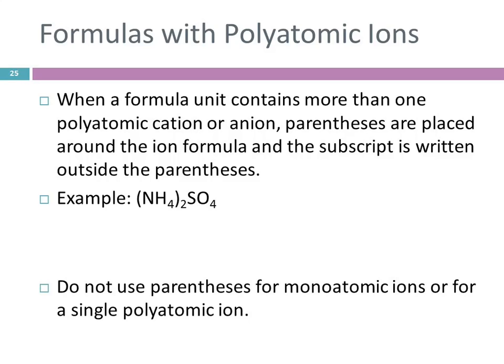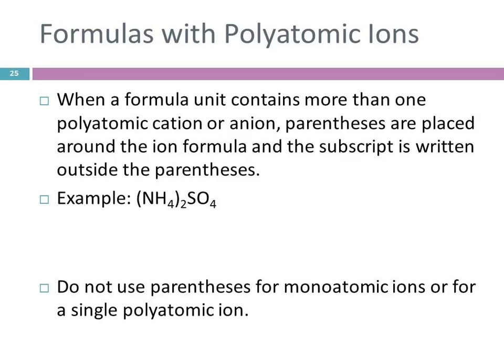Those were monoatomic ions. We also need to be able to write formulas for compounds that contain polyatomic ions. And this follows much the same pattern. The important difference is if we have more than one polyatomic ion, then we need to use parentheses. The example here is ammonium sulfate. NH4 is in parentheses with the 2 on the outside. And then we've got this other polyatomic ion, sulfate. So let's look at those.